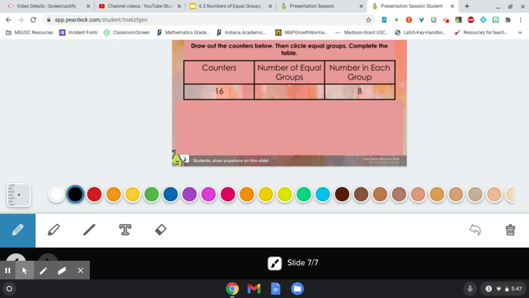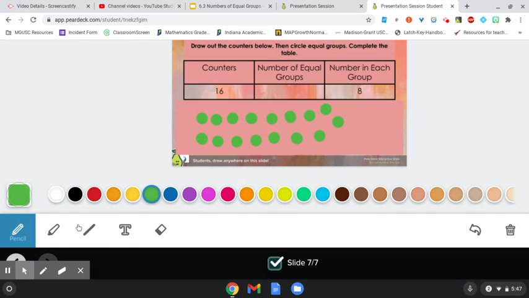So now you're going to do the exact same thing, and I want you to put in, what is 16 divided by 8? So I'm going to start. I'm going to do this in green. And I need to start by drawing 16 counters. 1, 2, 3, 4, 5, 6, 7, 8, 9, 10, 11, 12, 13, 14, 15, 16.